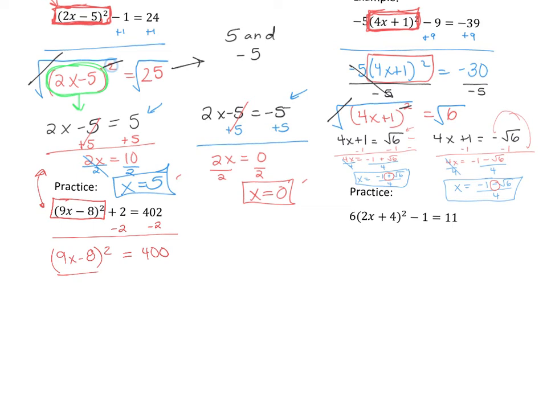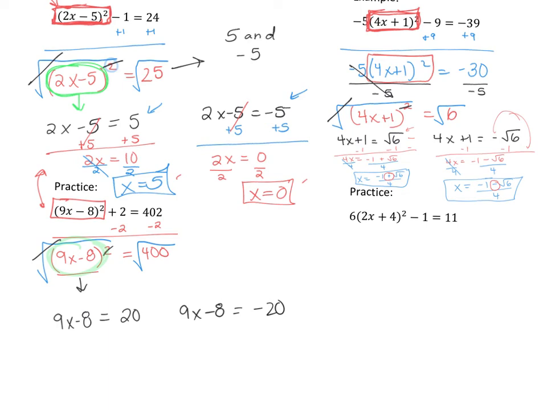And now that I have this by itself on my left side, I can go ahead and take the square root of each side. Remember, when we take the square root of a term that's squared, the squared and the square root will cancel, and whatever is in the middle will just drop right out. So 9x minus 8 equals. Now, the square root of 400 is 20. So on one side I'm going to have 20, but remember, it's also negative 20. So I need to make another equation that says 9x minus 8 equals negative 20.